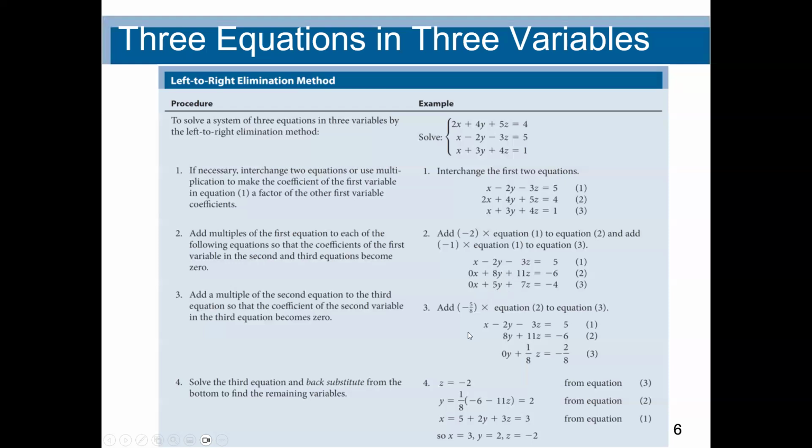So let's see. We decided the best way to do this is to multiply equation 2 by negative 5 over 8 and add it to equation 3. So let's do the first one. Negative 5 over 8 times 0 is 0, so we leave that section. Times 8 will give us negative 5. Then we add it to equation 3.